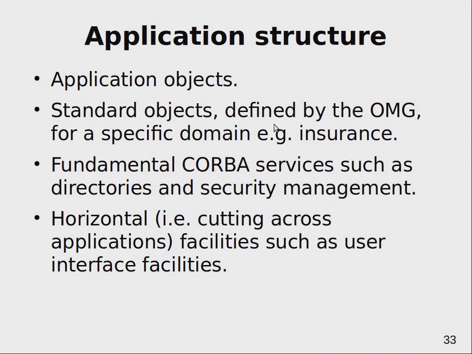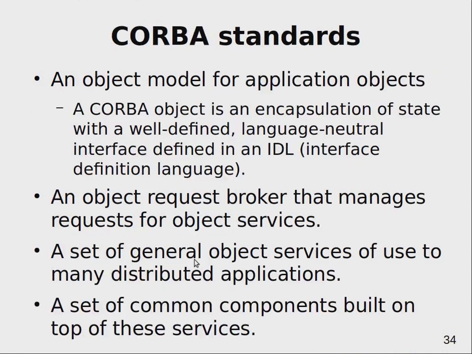And so there are application objects, standard objects defined by object management group, fundamental Corba services, and horizontal splitting means how you actually implement it in different programming languages. At that time when it was developed, the standard, most programming languages were C, C++, and Java. So they introduced standard which is common denominator for all of these programming languages.